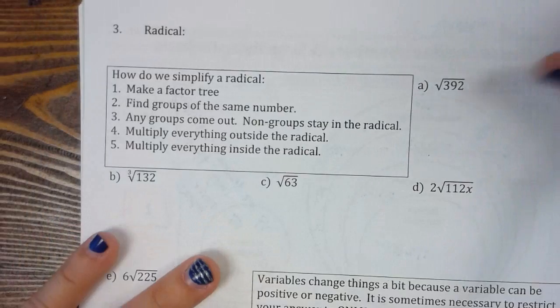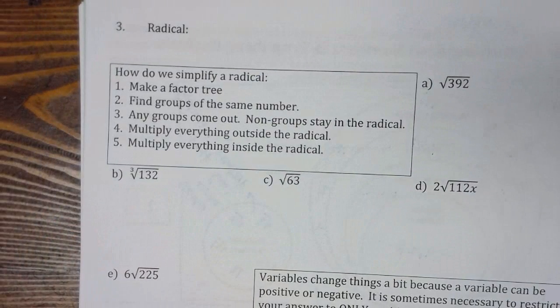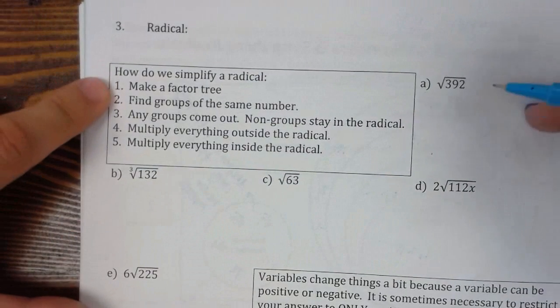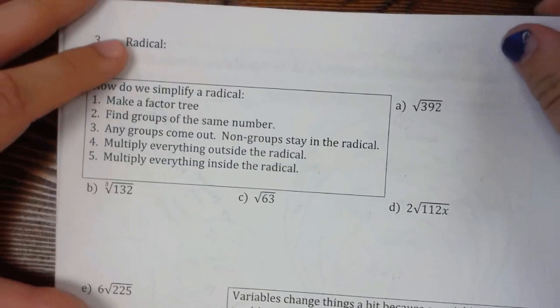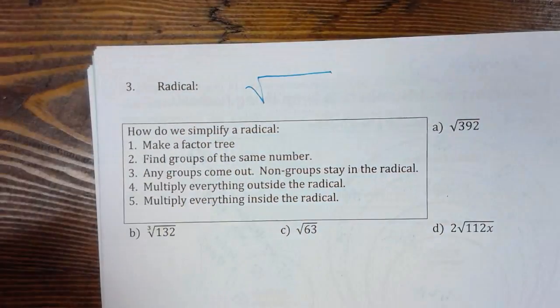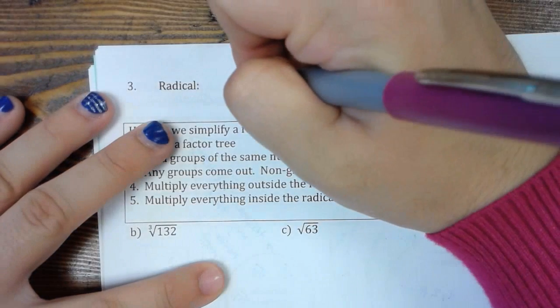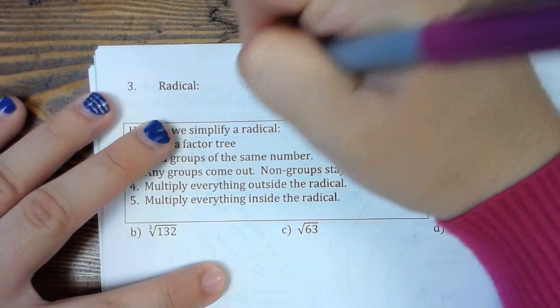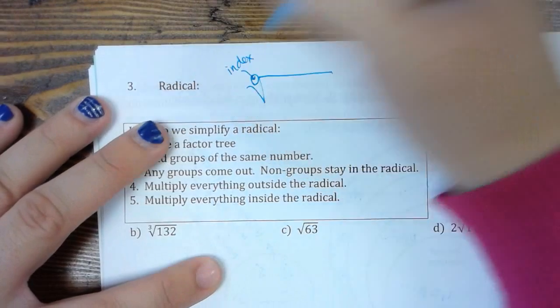Okay, so now we're going to reduce radicals. How do we simplify a radical? Well, this is a radical. Let me point out a few things first. This symbol right here is called the radicand. The number that goes right here is called the index.